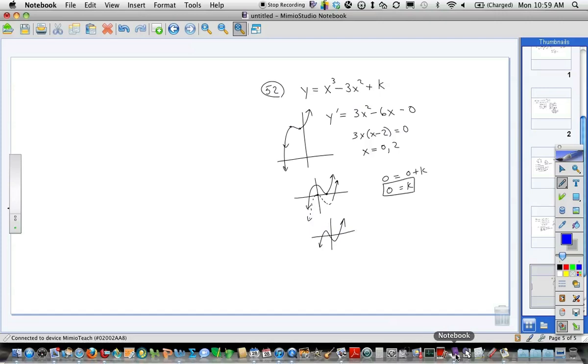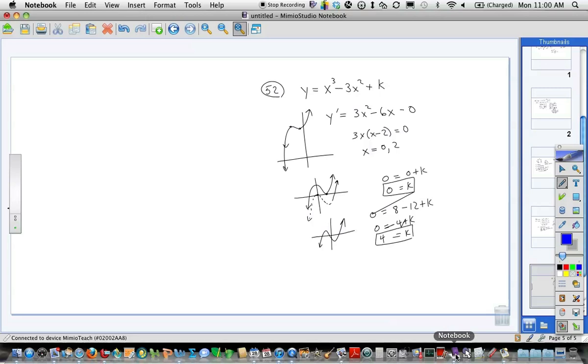So that's one important piece of information. Now I've got to plug my 2 in for x, and think about when its output would be 0. So I put a 0 in for y, and I have 2 cubed is 8. 2 squared is 4 times 3 is 12. So 0 equals negative 4 plus k. So k equals 4, right?